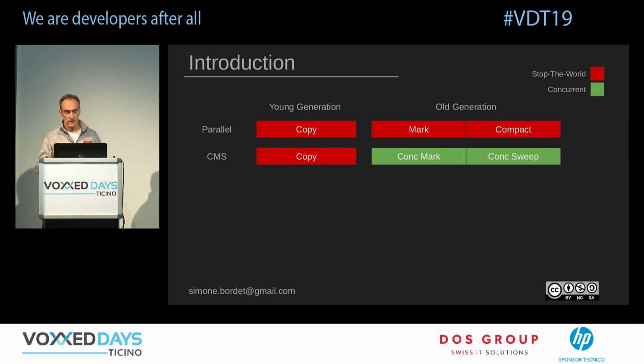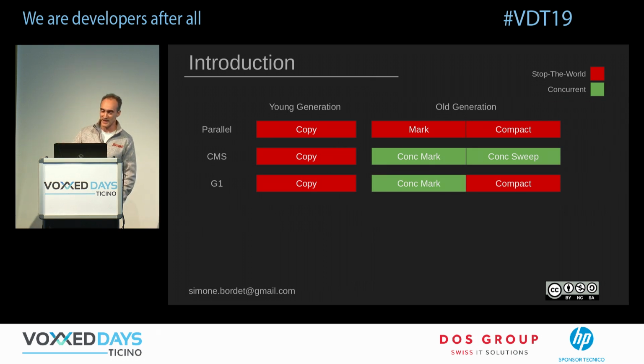And so we need another collector to solve this problem. And so here comes G1. G1 is the default collector since JDK 9. The way it works is that, again, the young generation is using a stop-the-world algorithm. The old generation is collected in 2 phases. There's a concurrent mark that marks all the objects that are actually alive. And then the collection and the compaction of the old generation happens in slices, basically.